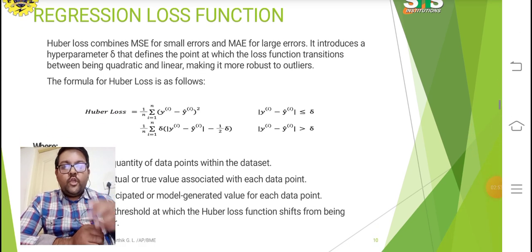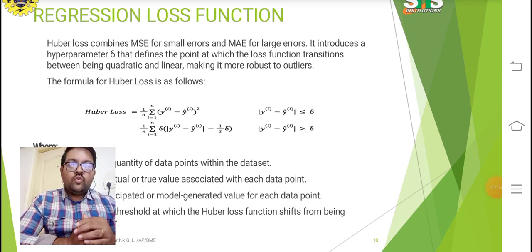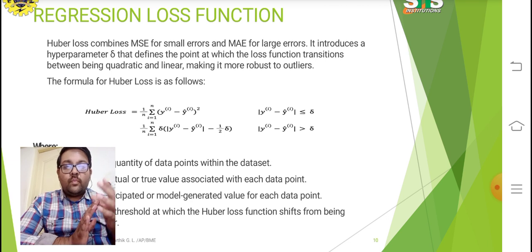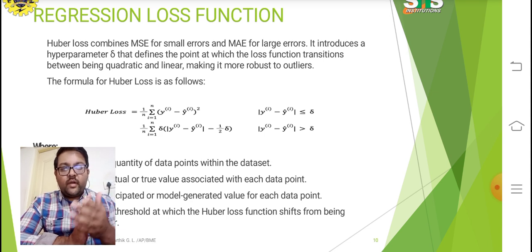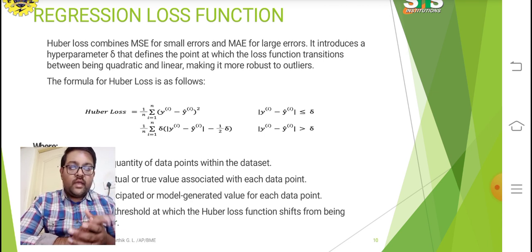Then Huber loss combines mean squared error for small errors and mean absolute error for large errors. It introduces a hyperparameter delta that defines the point at which the loss function transitions between being quadratic and linear, making it more robust to outliers. The formula for Huber loss combines the mean squared error and the mean absolute error as shown here in the slide.